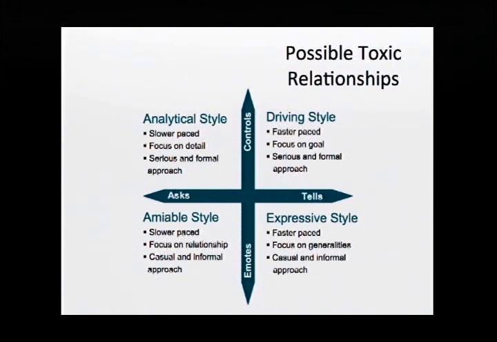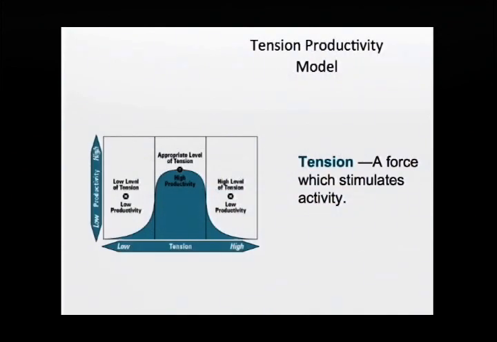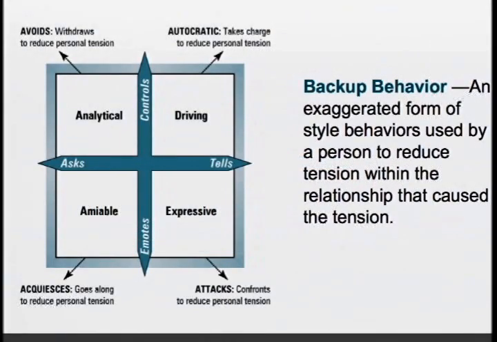What happens when tension exists? Well, tension exists in every relationship, and as motivation for activity, it is neither good nor bad. As you can see, productivity rises when there's the right amount of tension. With high tension, productivity falls because each social style goes into backup behavior. For example, when there's high tension and an analytical is under pressure, they withdraw from the situation. The driver becomes autocratic. The driver will tell you what they think, what they're going to do. They'll take charge to reduce tension.